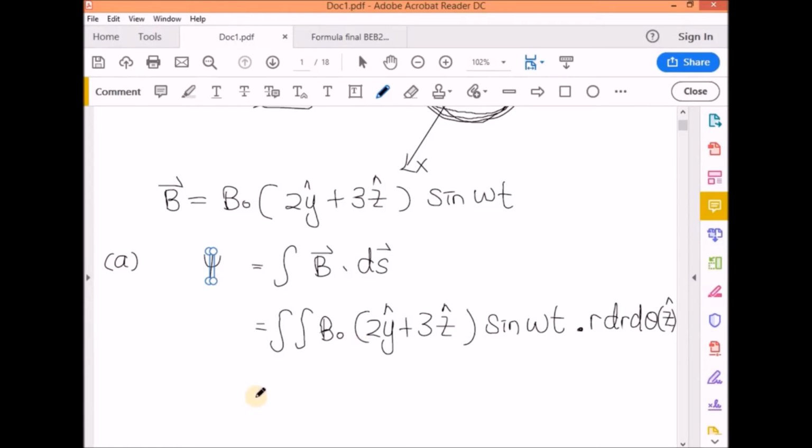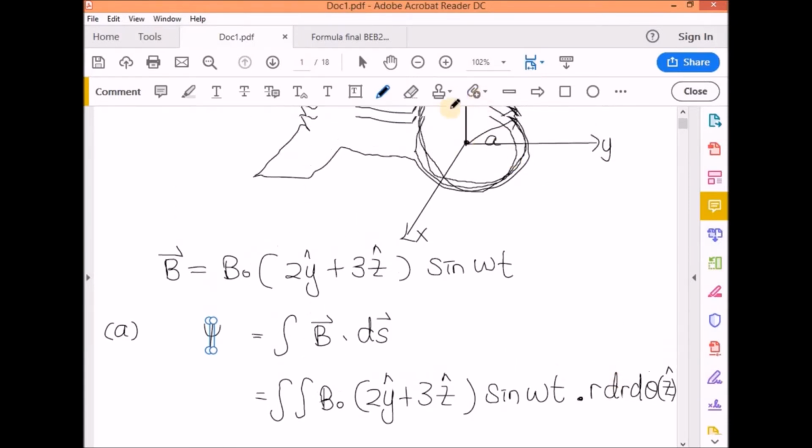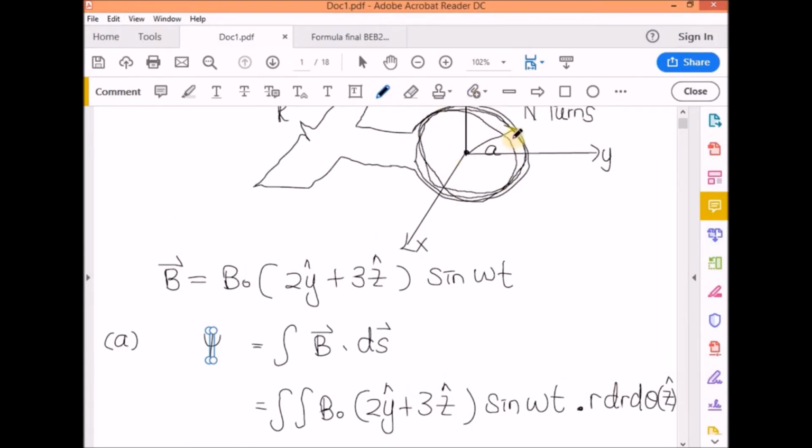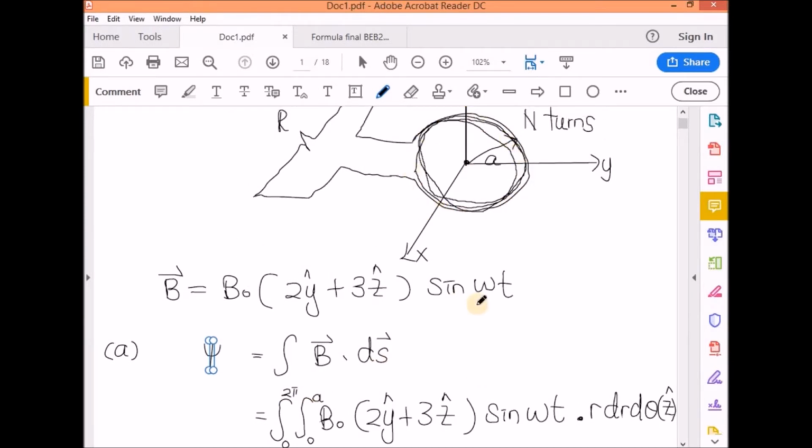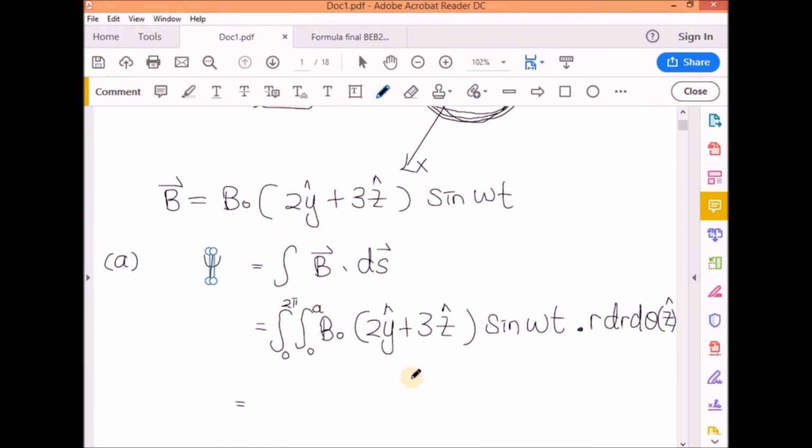Next, you have to define the interval of your loop. It is a circular loop. And what is the radius? For the radius, it will be from 0 up to a, and the angle will be from 0 up to 2 pi. It is a complete circle. So can you perform the integration? Please try it.